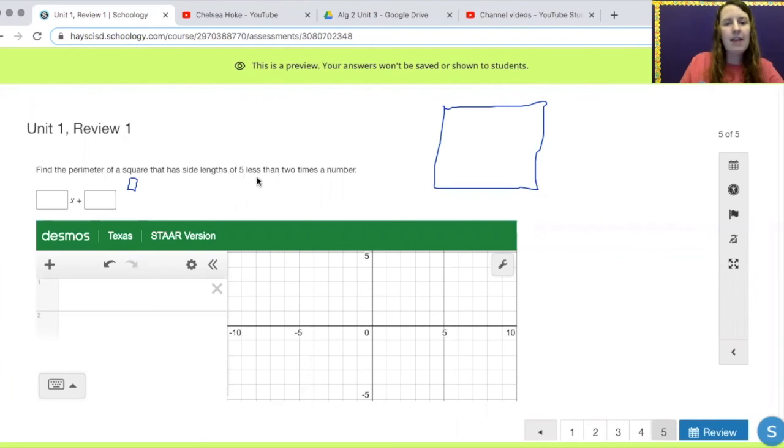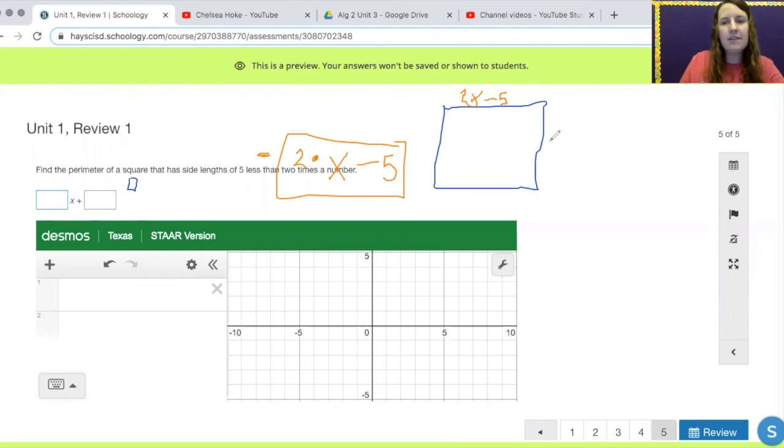So 5 less than tells us to subtract. Okay, 2 times a number. We don't know what this number is, so I'm going to make this x. And it says we want 2 times that, 2 times a number. And then 5 less than. 5 less than means -5. So right here, 5 less than 2 times the number. So we're going to do 2 times the number and subtract 5 away from it. So each side is 2x minus 5.